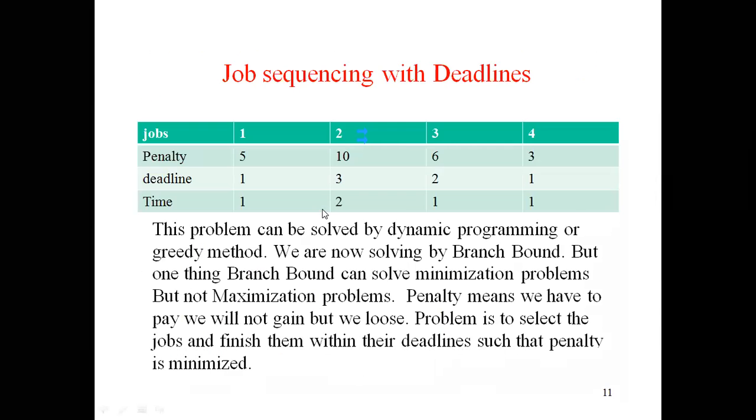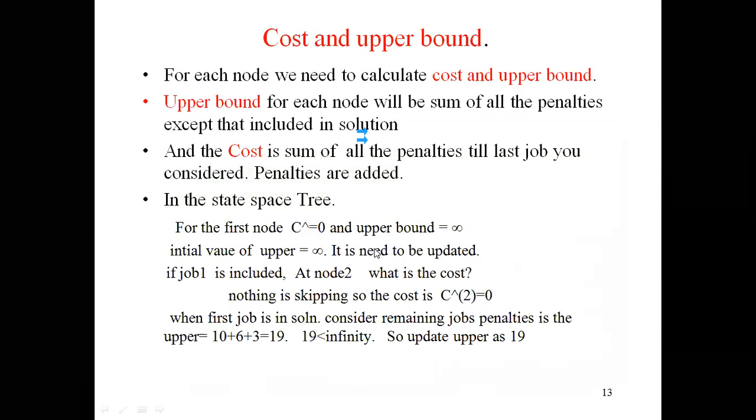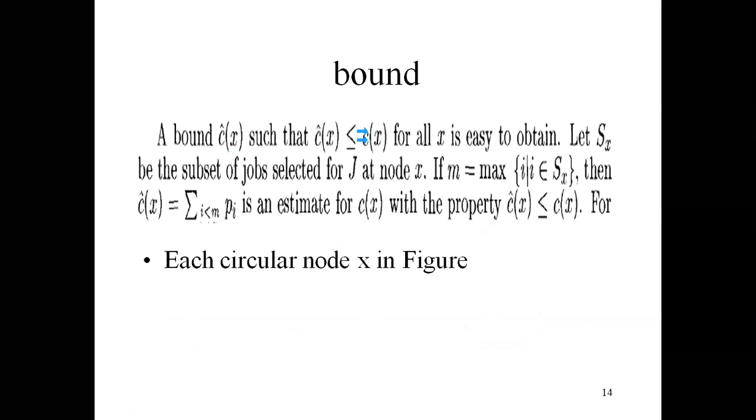Check here in the table. After job 1, what are the remaining jobs and penalties? Remaining jobs are 2, 3, 4. So 10, 6, 3. Now add 10 plus 6 plus 3, that is equal to 19. So penalty is 19. Since 19 is less than infinity, now update the penalty. So update upper as 19. In this way, we can continue the process for all the nodes, and upper and cost we can calculate.